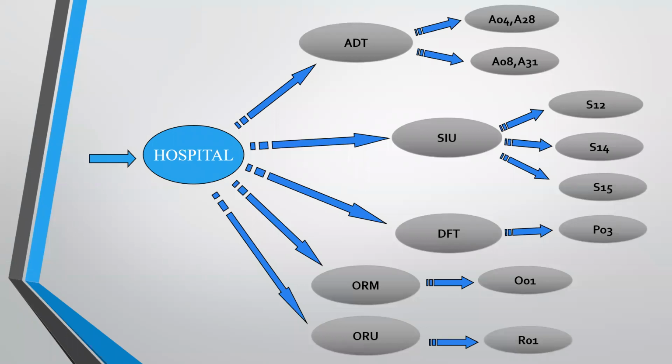type. So if you see ORM O01 in the message type in MSH9, we can understand that that's an order message which got generated when the doctor placed an order.